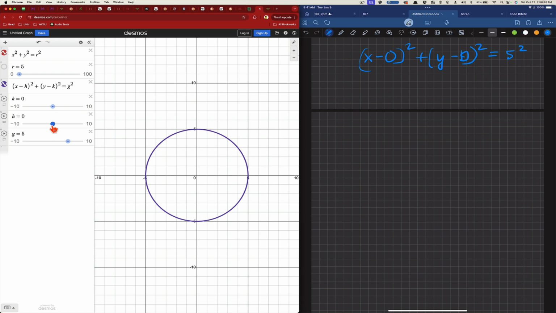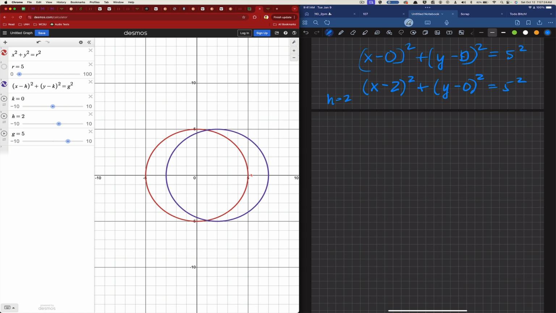Okay. So I am now going to write this. I'm going to change my equation so that it looks like this. I'm going to change this 0 to a 2, meaning I'm going to change h to equal 2. And I'm going to leave y alone, so it's still going to be y minus 0, or y squared. And I'm not going to change the radius. So when I change this h to a positive 2, the purple circle shifts to the right 2 units. It shifts to the right 2 units.